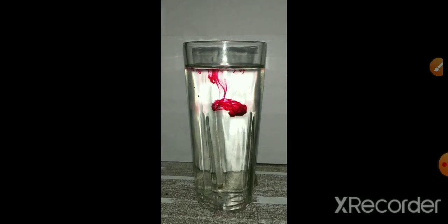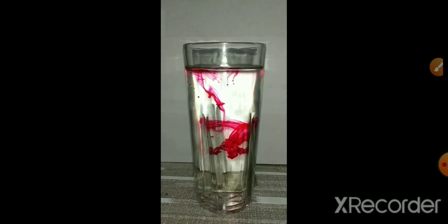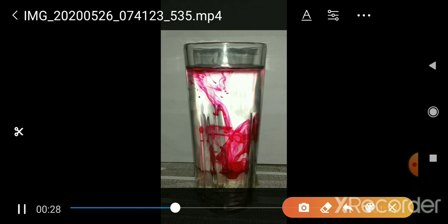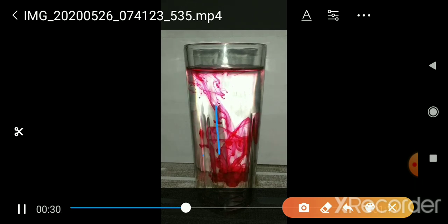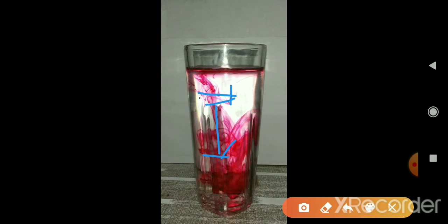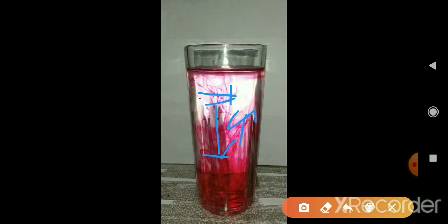Now we can see how the particles of the dye are gradually mixing with the particles of the water. We can clearly observe how the particles of the dye are moving downwards, some particles are moving sideways, and some are moving upwards also. So, we can infer that all the particles of a matter are in a random motion, and this random motion of particles of a fluid is called Brownian motion.